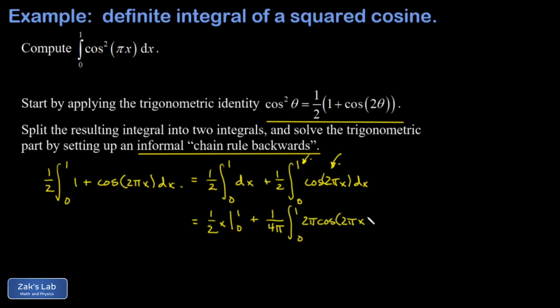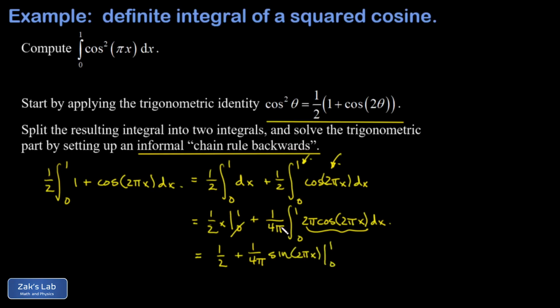I have a cosine of 2 pi x sitting next to the derivative of 2 pi x. So this must have come from the sine of 2 pi x. I'll go ahead and evaluate across the limits of integration in my first piece as I go. And when I plug in the lower limit, I get 0. Upper limit gives me 1/2. And then I have a 1/4 pi sine 2 pi x evaluated from 0 to 1.